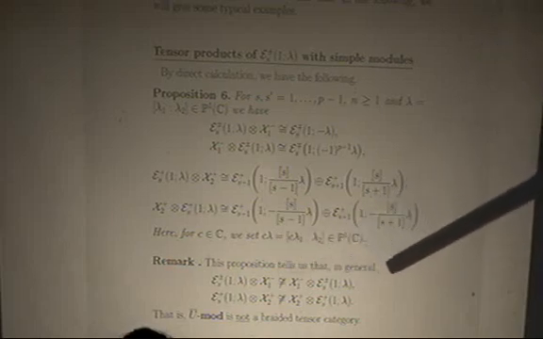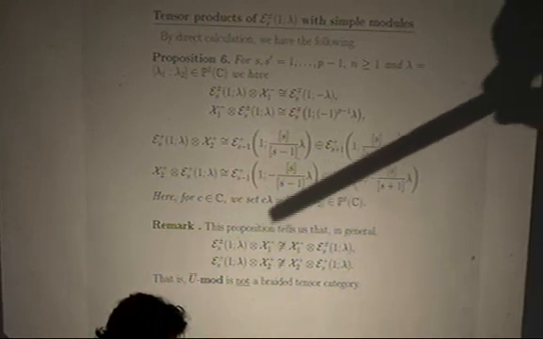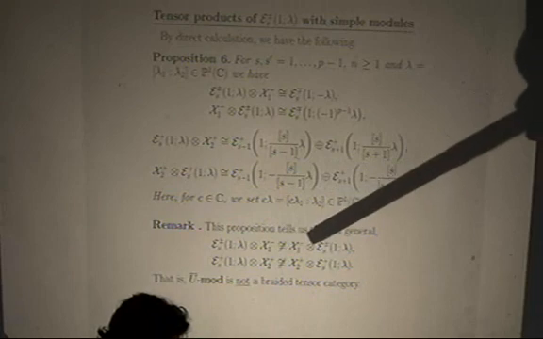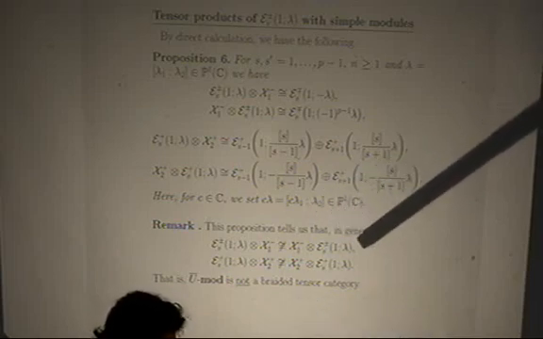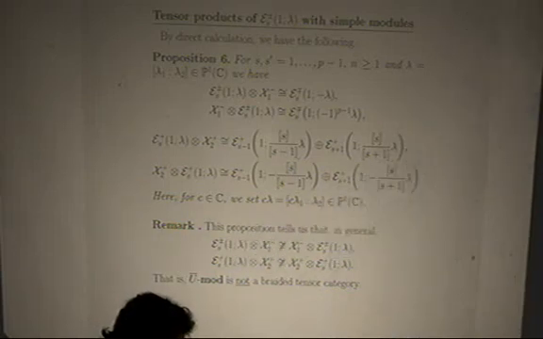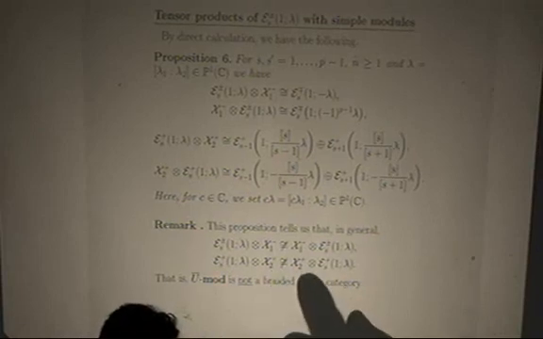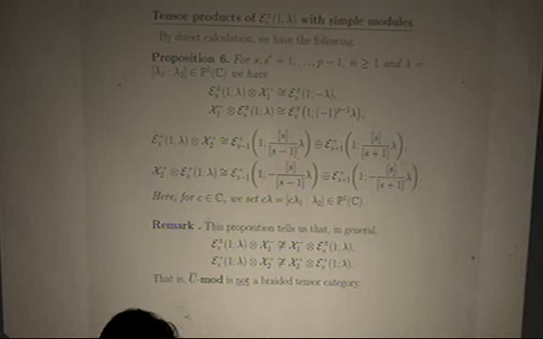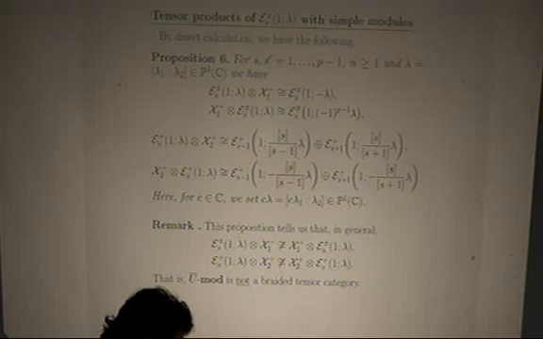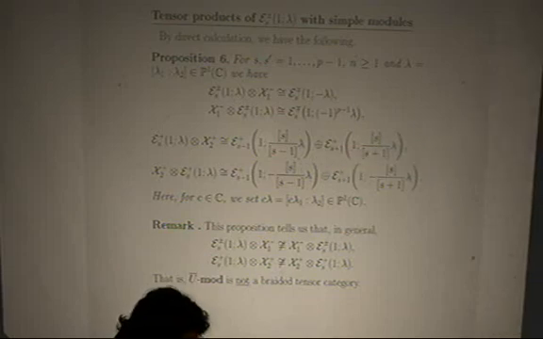And remark that this proposition tells us in general E_s^± lambda tensor X_1^- is not isomorphic to the reverse, with first and second components exchanged, and E_s^+ times X_2^+ is not isomorphic to X_2^+ tensor E_s^+, by the formula. So that is to say, U bar mode is not a braided tensor category, because these parameters do not coincide.